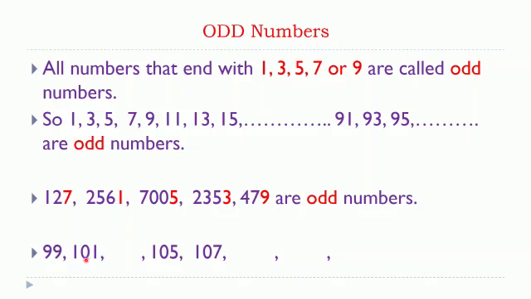Now here we have to fill the odd numbers. So they have given 99. After that, the odd number is 101. So after 101 what will I get? I will get 103. Then 105. Then 107. After 107, the next odd number is 109. After 109 we will get 111. After that we will get 113. Okay. So these all are odd numbers.